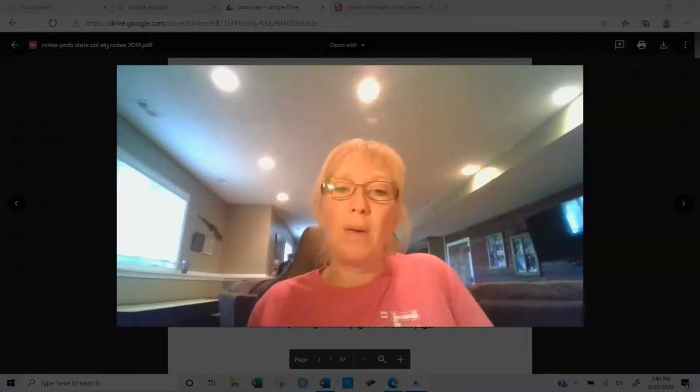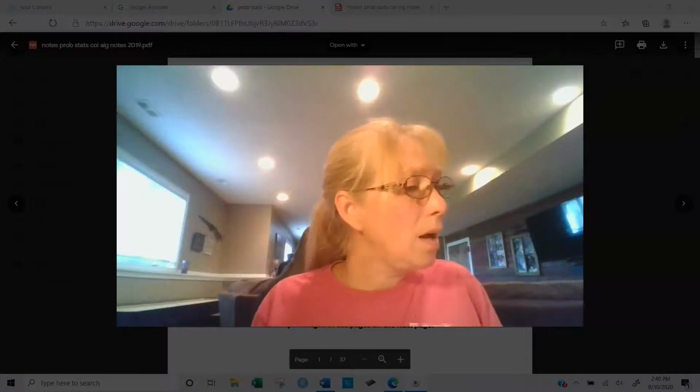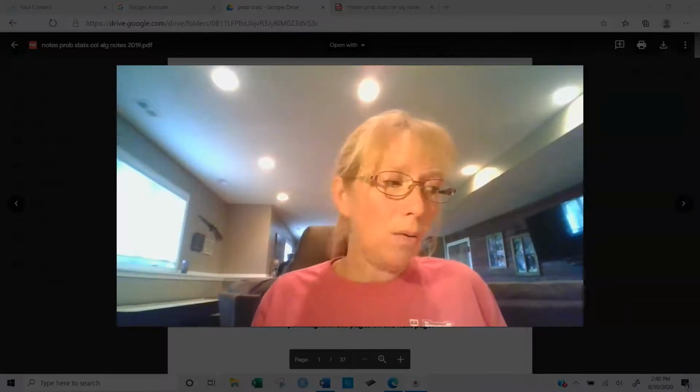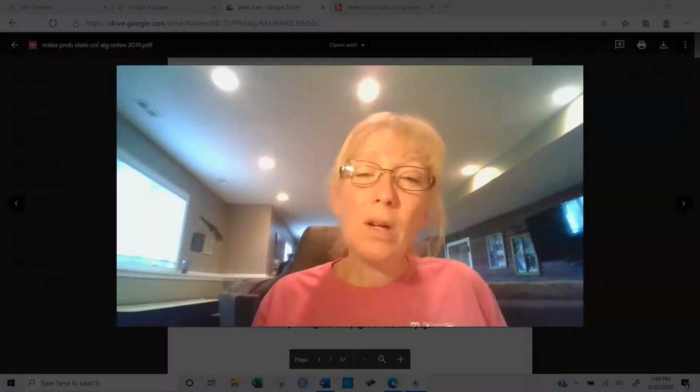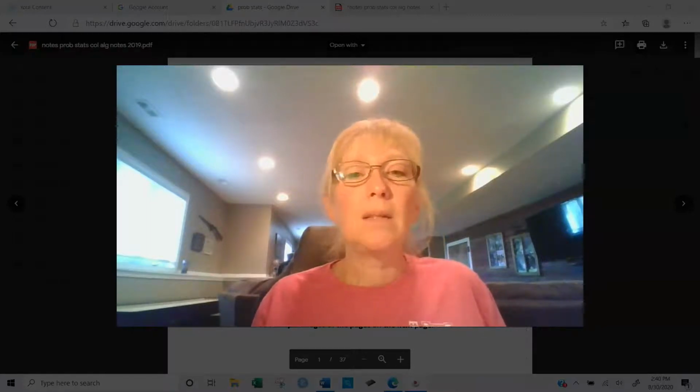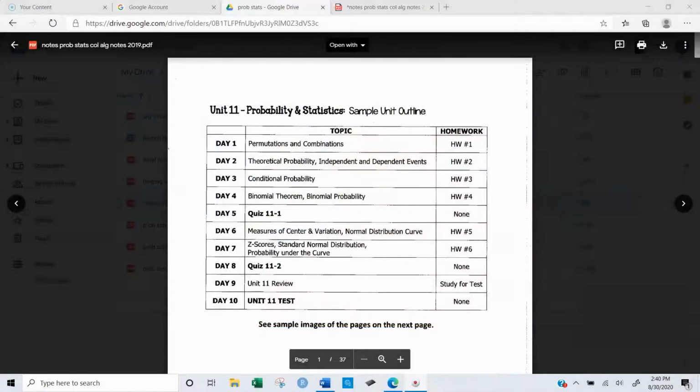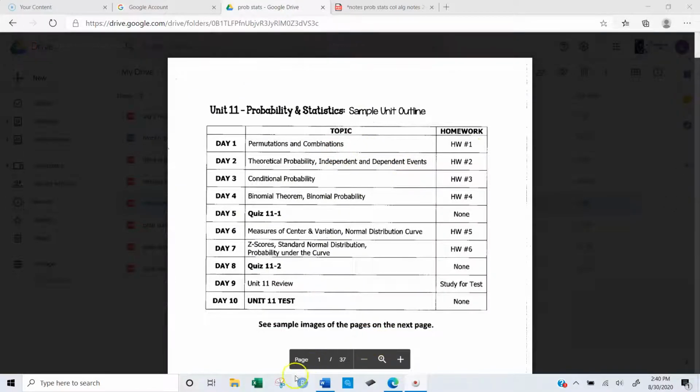So make sure you have your probability and statistics notes out. It should say sample unit outline on the top. It should say unit 11, even though it's just prob stats. All right, here we go. All right, when you're looking here, we're going to do permutations, combinations. This is our first section. This is not right notepad.